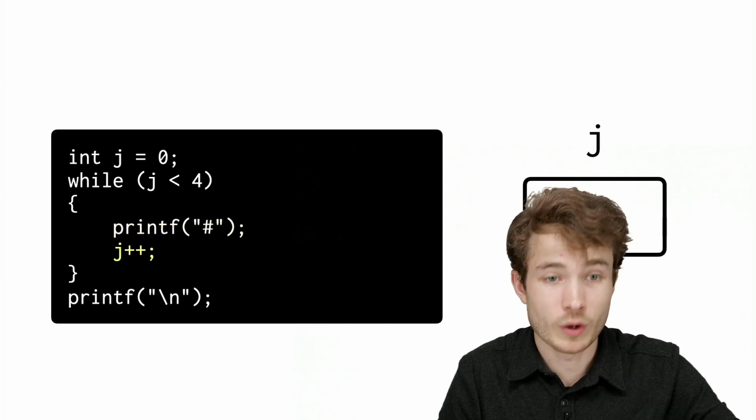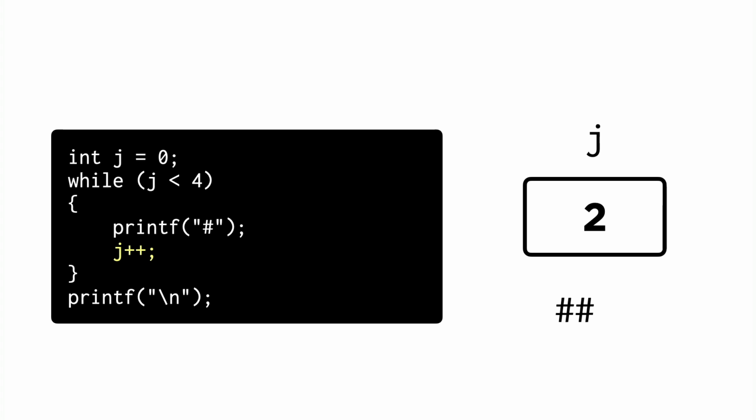So now, what is j? J is 2. I'll ask again, is j less than 4? It is. So let's do this again. I'll print out a hash, and I'll increase j by 1. And finally, I'll go back at the top, ask, is j less than 4?